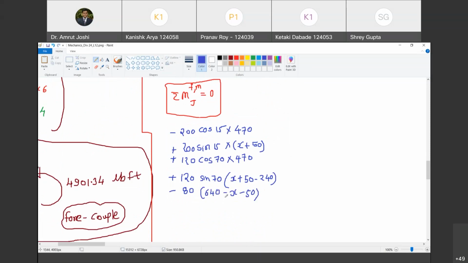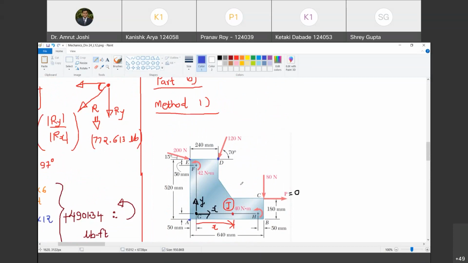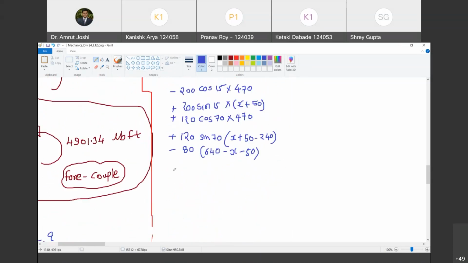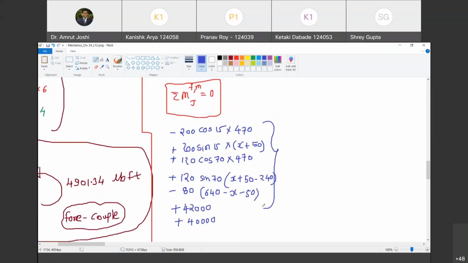That I have simplified. It is 640 minus x minus 50. Happy? Yes, sir. Okay, great. Now, what should have happened to this moment? No, we are not yet considered 42,000 and 40,000. So I will have to add 42,000 because they are anti-clockwise in nature. So both are additive, 42,000 plus 40,000. Are you with me? Yes, sir. This is to be equated to 0. So let us solve that on calculator.